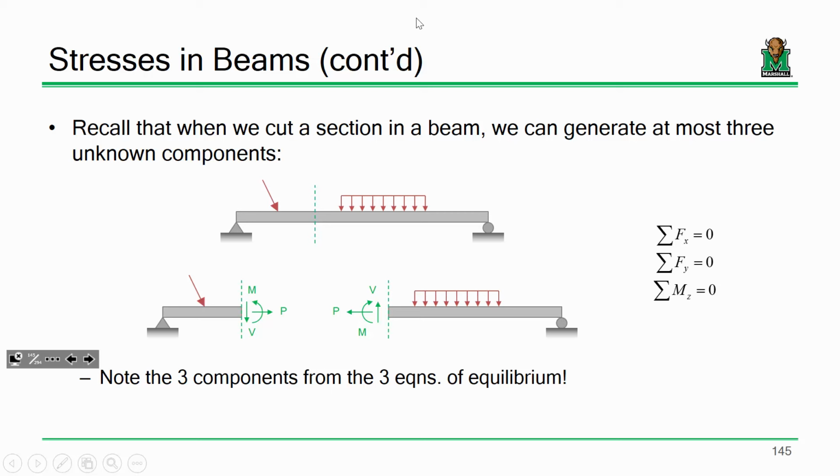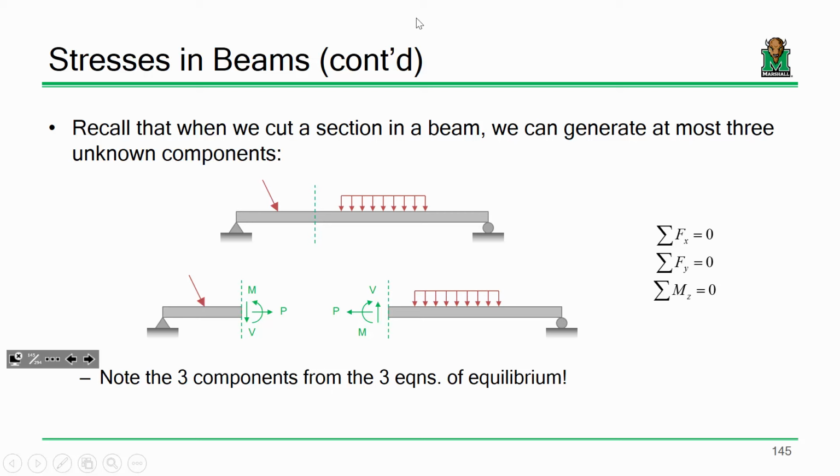Now, let's just go back to fundamentals. When I have a beam subjected to whatever loads, point loads, distributed loads, whatever, and I cut an arbitrary section through that using a samurai sword or lightsaber if you're a sci-fi fan, if I'm looking at this two-dimensionally, I generate at most three unknown components of load inside this system. Why do I get three unknown components? Because of my three equations of equilibrium. I have sum of forces in the x direction, sum of forces in the y direction, and sum of moments. All those must equal zero.